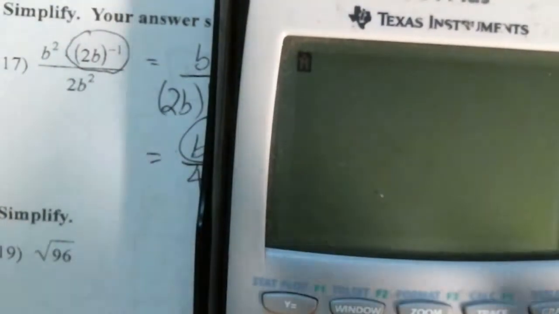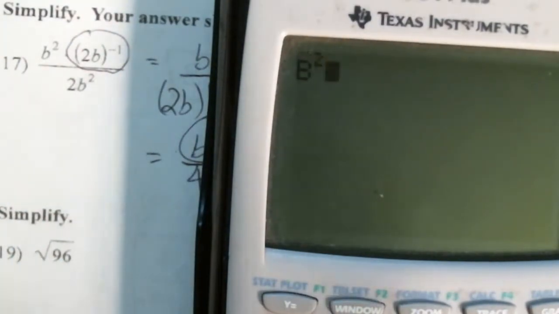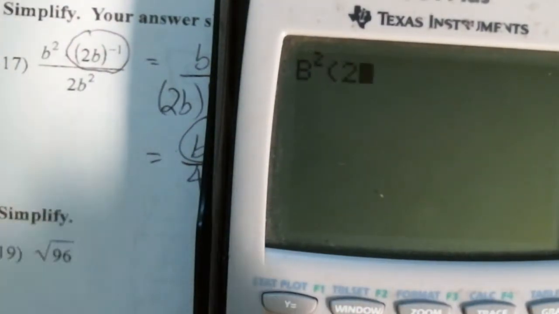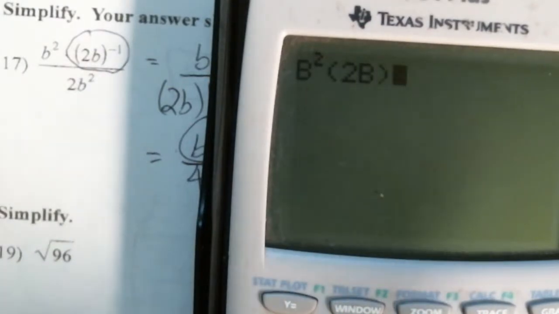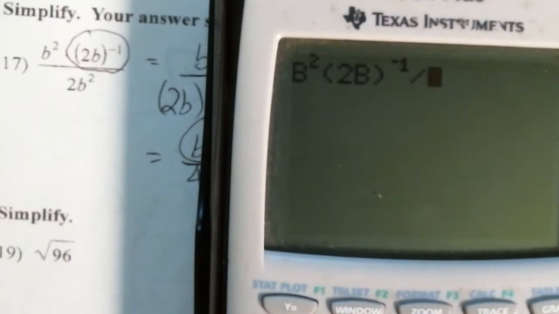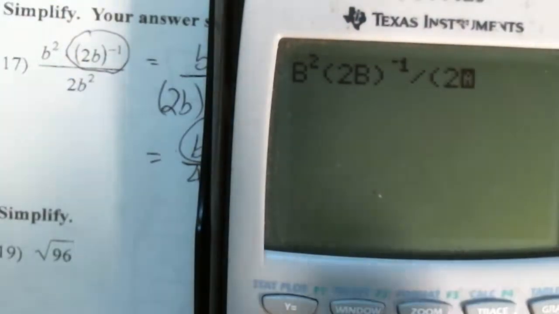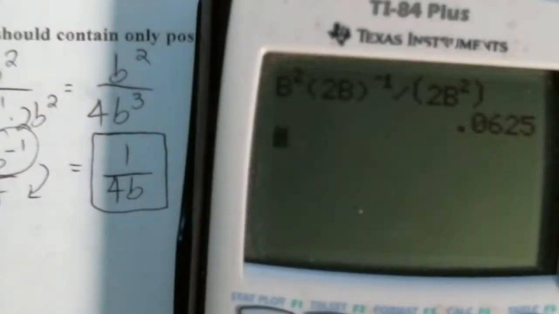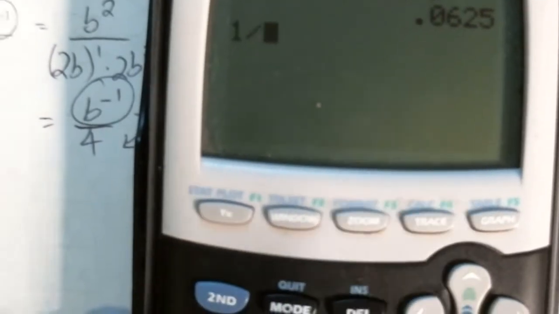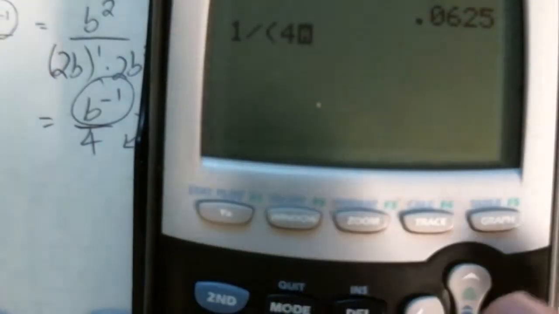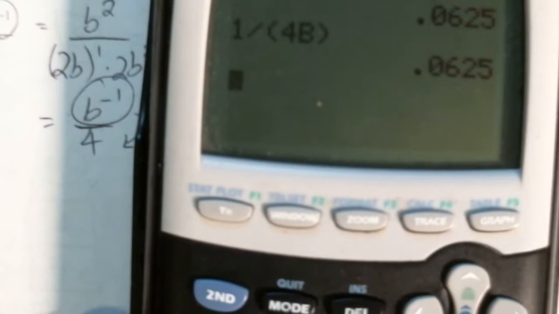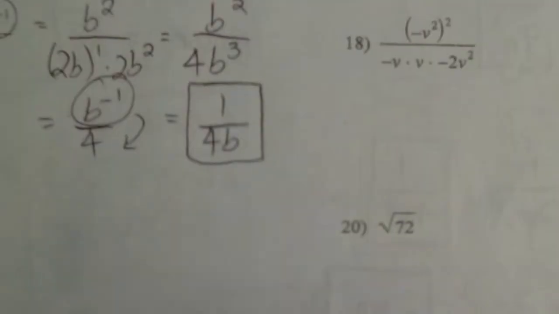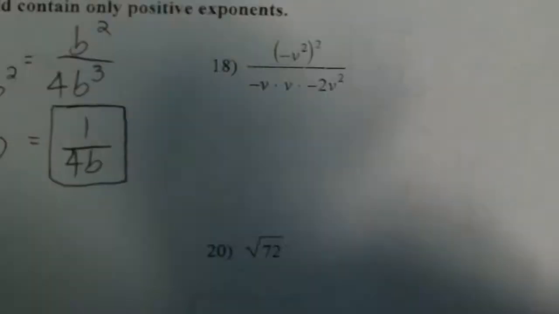Okay, so let's type in alpha b squared, parentheses 2 alpha b, all of that raised to the -1. Drop my cursor down, divided by, I've got more than one thing in the denominator, so I need parentheses 2 alpha b squared, parentheses. I get some number, 0.0625, okay? We think that's the same as 1 over 4b. 1 divided by parentheses 4 alpha b, bam, 0.0625. Never get tired of it, never.